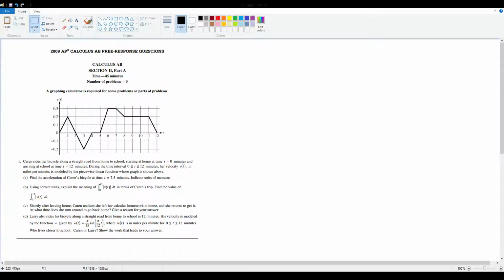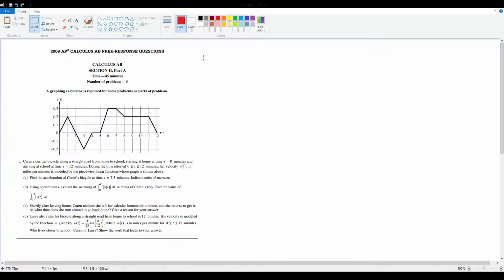Karen rides her bicycle along a straight road from home to school, starting at home at t equals 0 minutes and arriving at school at t equals 12 minutes. During the time interval 0 to 12 minutes, her velocity in miles per minute is modeled by the piecewise linear function whose graph is shown above.